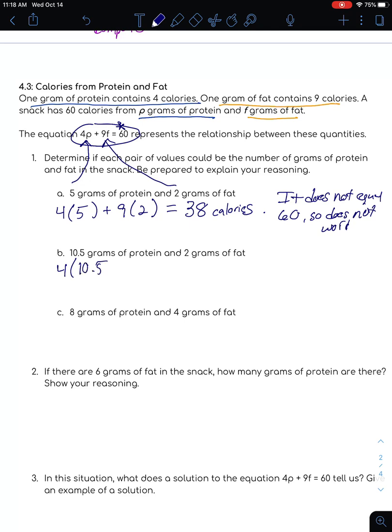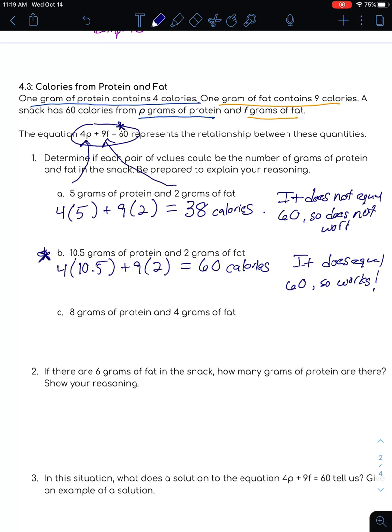Let's put 10.5 in for P. So 4 times 10.5 plus 9 times 2 for grams of fat. See what that turns out to be. So that would be, let's see, 4 times 10.5 is 42 plus 18. So that turns out to be 60 calories. So that does equal 60. So it works. That would be a solution right here to our situation. 10.5 grams of protein and 2 grams of fat does give us that amount of calories.